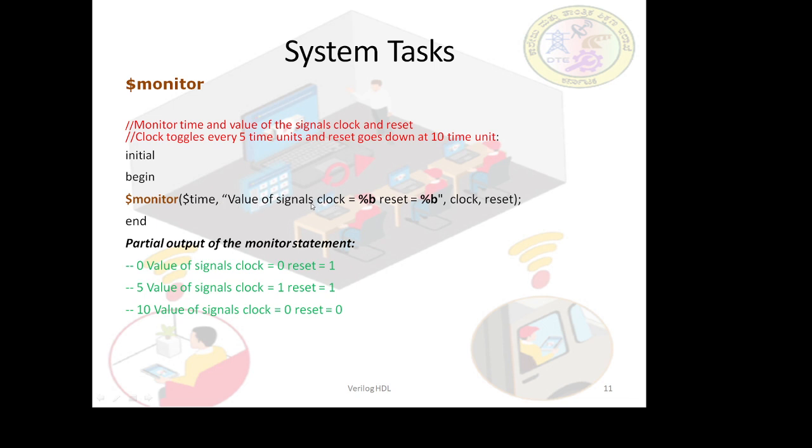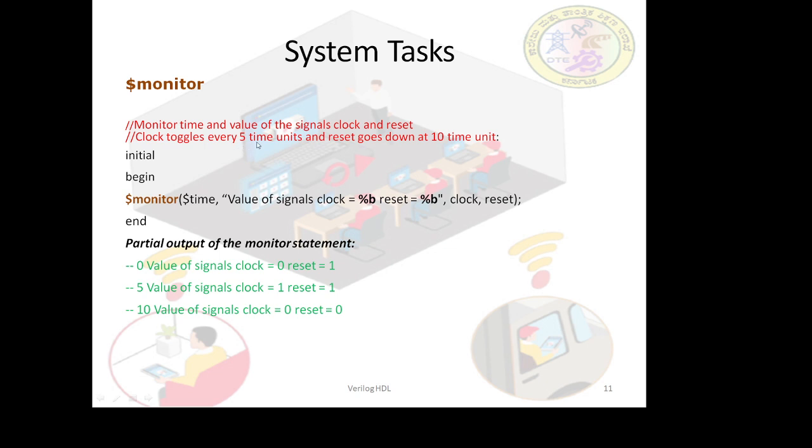That is, the value of the signal clock at this particular time, what is the value of the clock in binary form, and the reset value in binary form. So here they have given that the clock will be toggling every 5 units of time. So we'll initialize at 0 units of time the clock equal to 0 and reset equal to 1. So the value of the signal clock is equal to 0, and the reset value in binary form is equal to 1.